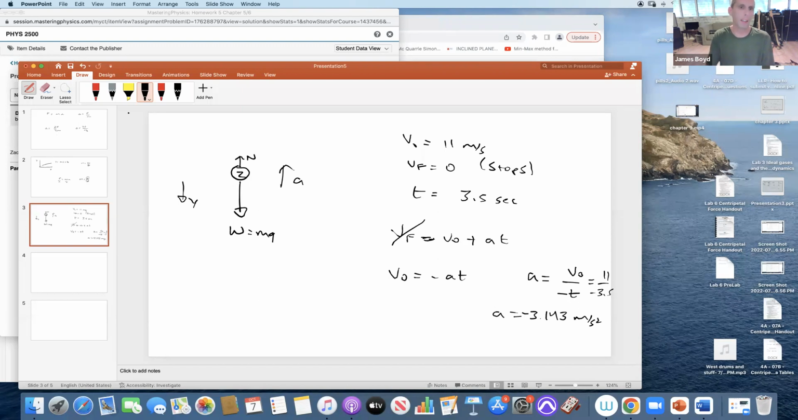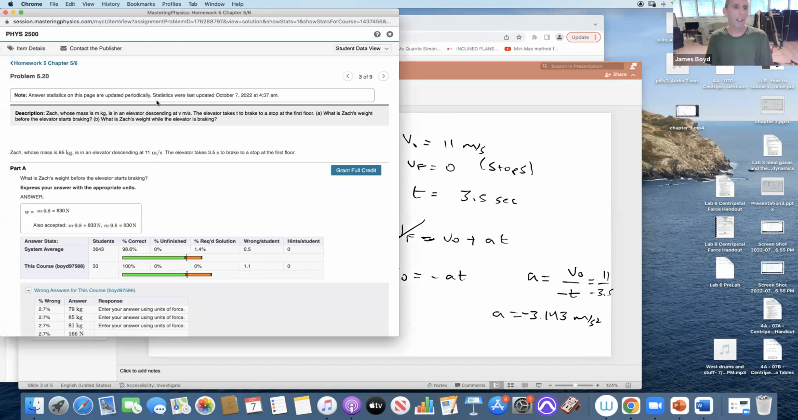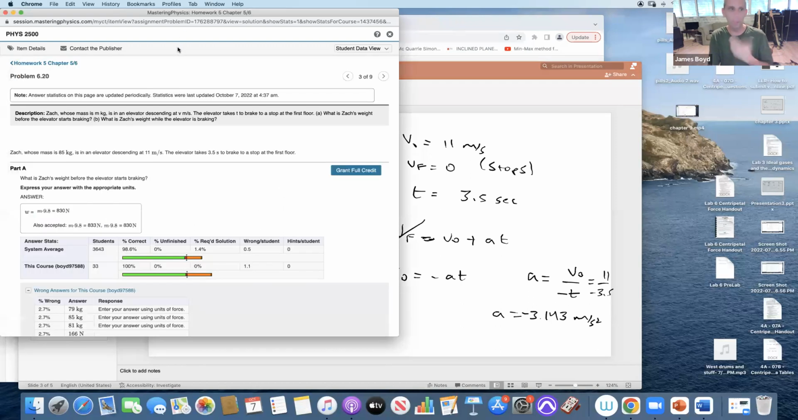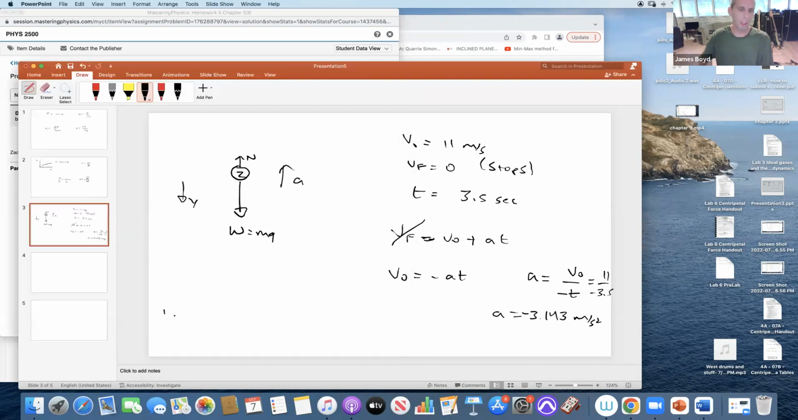for Zach. And what we want to know is, what is Zach's weight before the elevator starts braking? Well, his weight is mg, and they gave me, you probably have different numbers, they told me that he has a mass of 85 kilograms. So this, before he starts braking, is mg, which is 85 kilograms times 9.8.